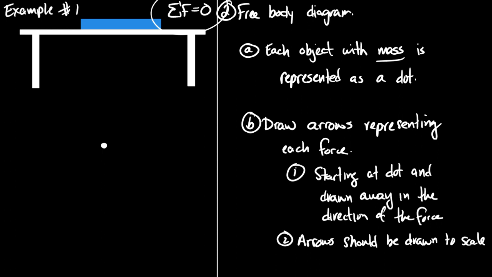Now, drawing a free body diagram, this is what the rules are, but now we need to talk about, well, what are our options? What arrows should I be looking for? So let's go through the arrows.